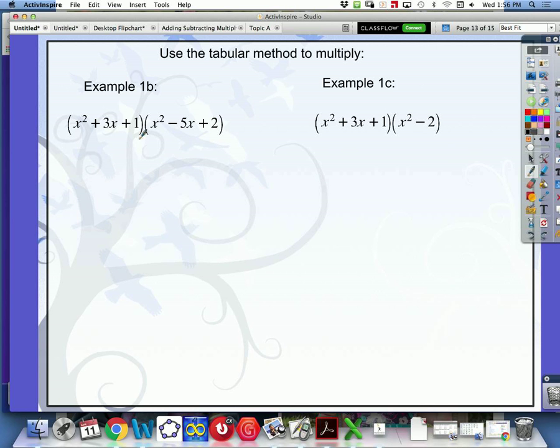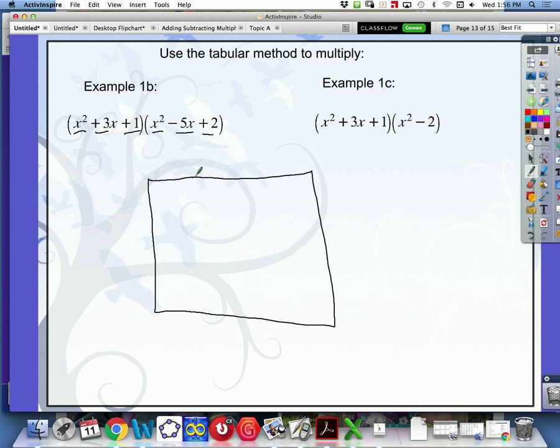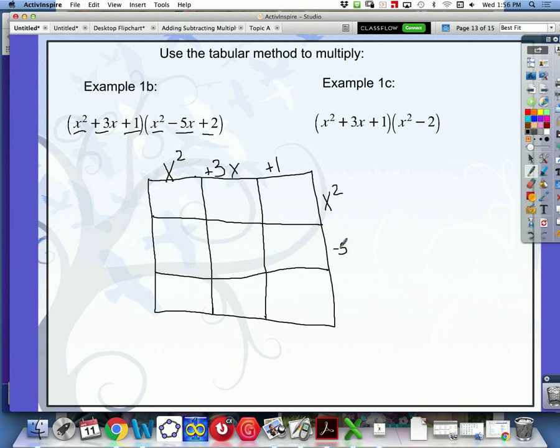Let's go ahead and look at one more of these. This one looks scary because if you look, it's 1, 2, 3, so it's a trinomial times another trinomial. But as long as you use your box, it's really not that bad. So I'm going to make my 3 columns since it's a trinomial, and then 3 rows. So now I have x squared plus 3x plus 1, and x squared minus 5x plus 2. So all this is just one giant multiplication problem.